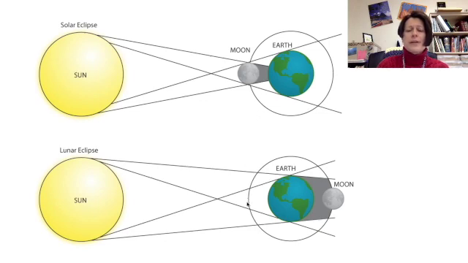For the lunar eclipse on the bottom, you can see that the Earth is between the sun and the moon, and the Earth is actually casting its shadow on the moon. The moon must always be in a full phase of the moon. So you must have a full moon. And here, this is the umbra. You're going to see a total lunar eclipse here. This is the penumbra out here where you would see a partial lunar eclipse.